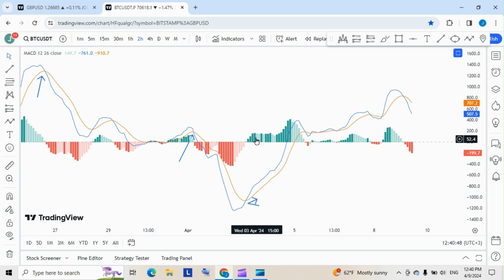There are terms that I use, but I want to make this very logical and very easy for you to understand as a beginner. So this is it, guys. This is how to use the MACD.